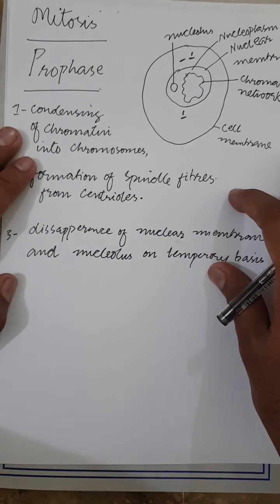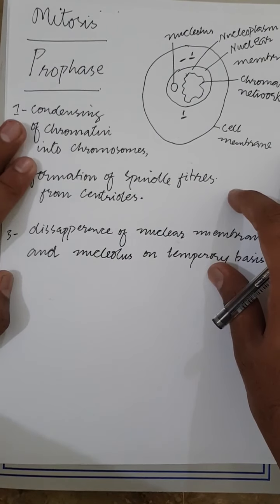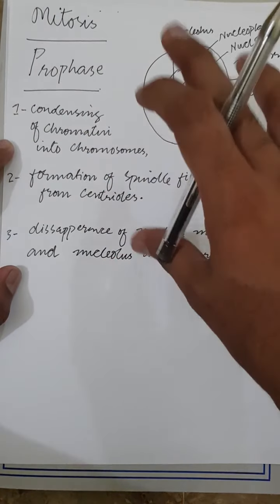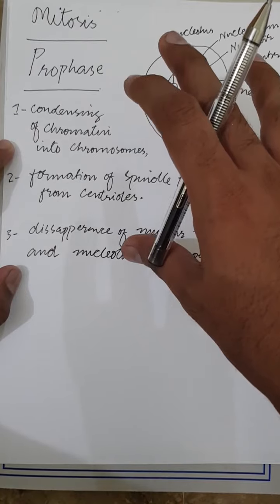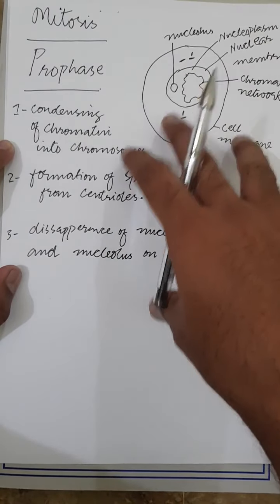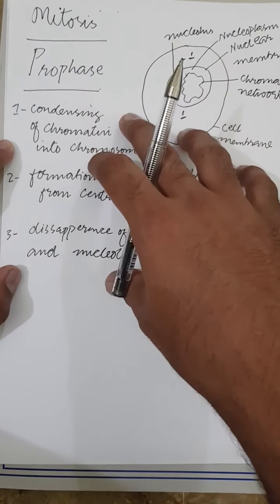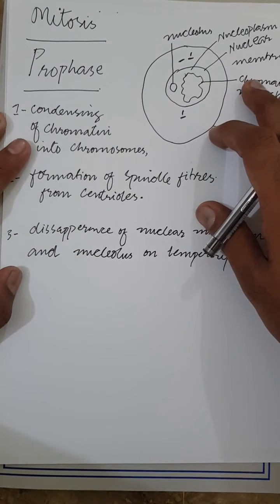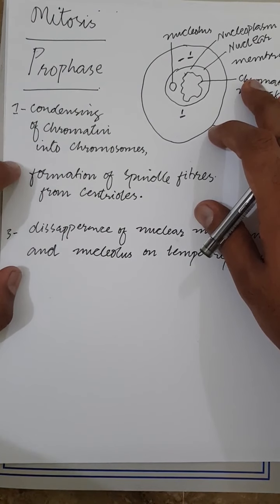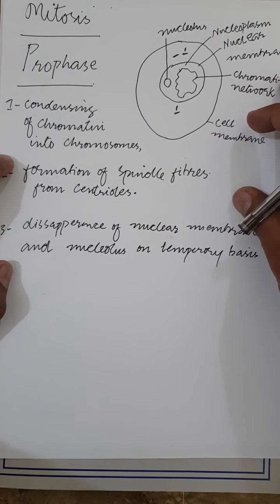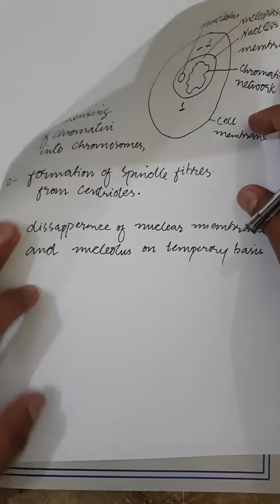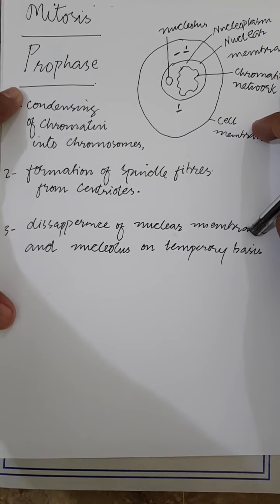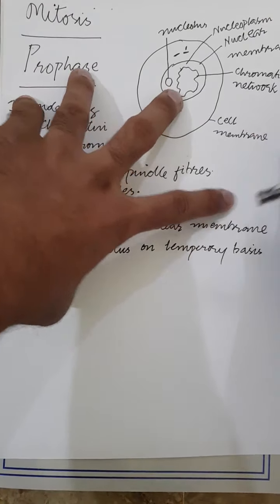So you can say that in the mitosis phase, the first substage is called the prophase, and in the prophase there are three main things that are to be done. The very first thing is the condensing of chromatin into chromosome. The second is the formation of spindle fibers from the centrioles, and the third one is the disappearance of the nuclear membrane and nucleolus on a temporary basis.